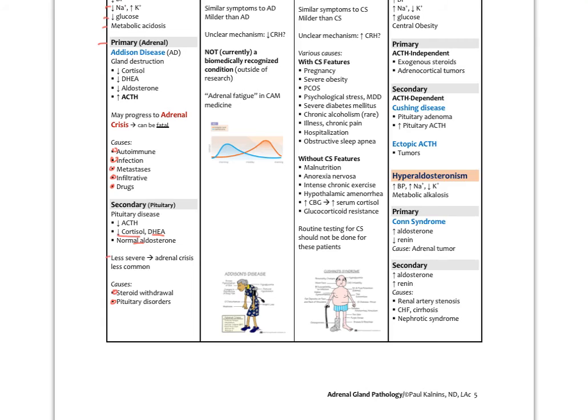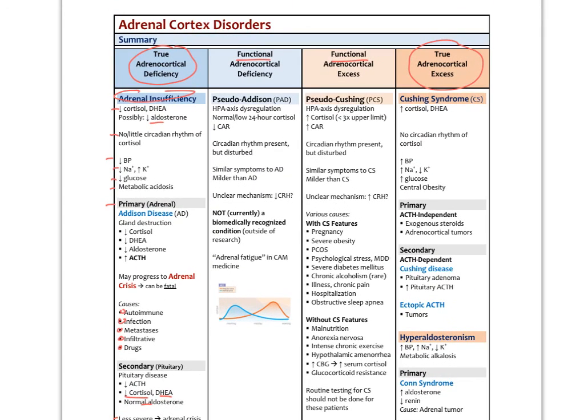Jumping to the other end, again, Cushing's syndrome is anything that elevates cortisol, and usually DHEA is going to be elevated with that as well. No circadian rhythm of the cortisol. Here, increased BP, increased sodium, and decreased potassium, increased glucose, and central obesity. Primary would be from exogenous steroids, again, providing the excess cortisol, or an adrenal cortical tumor, like adrenal cortical adenoma.